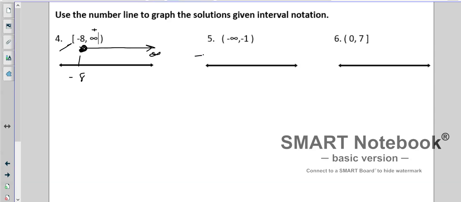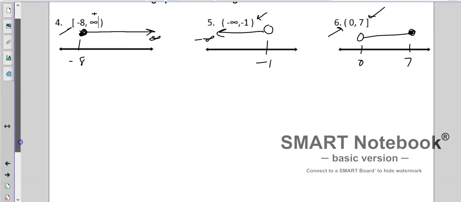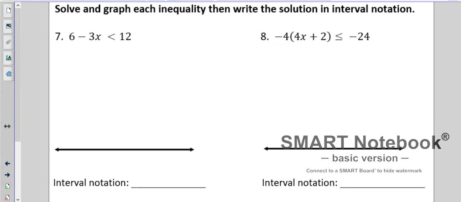Notice this one. We're going towards negative infinity, so we're going to the left. So I mark -1. Notice it is a parenthesis, so that's an open dot. So I'm going to go this way towards negative infinity. And now I have two numbers, a 0 and a 7. I don't have to write 1 through 6 in between. I have a parentheses there, that's an open dot, a bracket there, that's a closed dot, and then I just connect them. That's it. That's all I do for those.